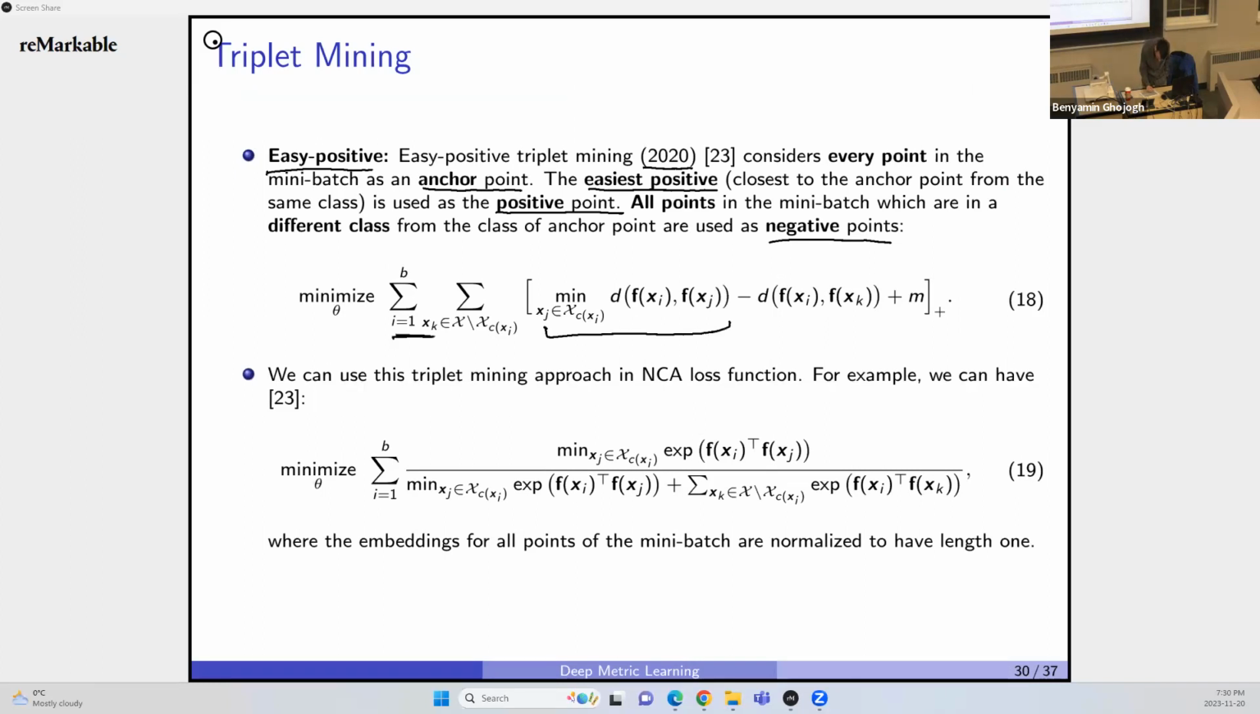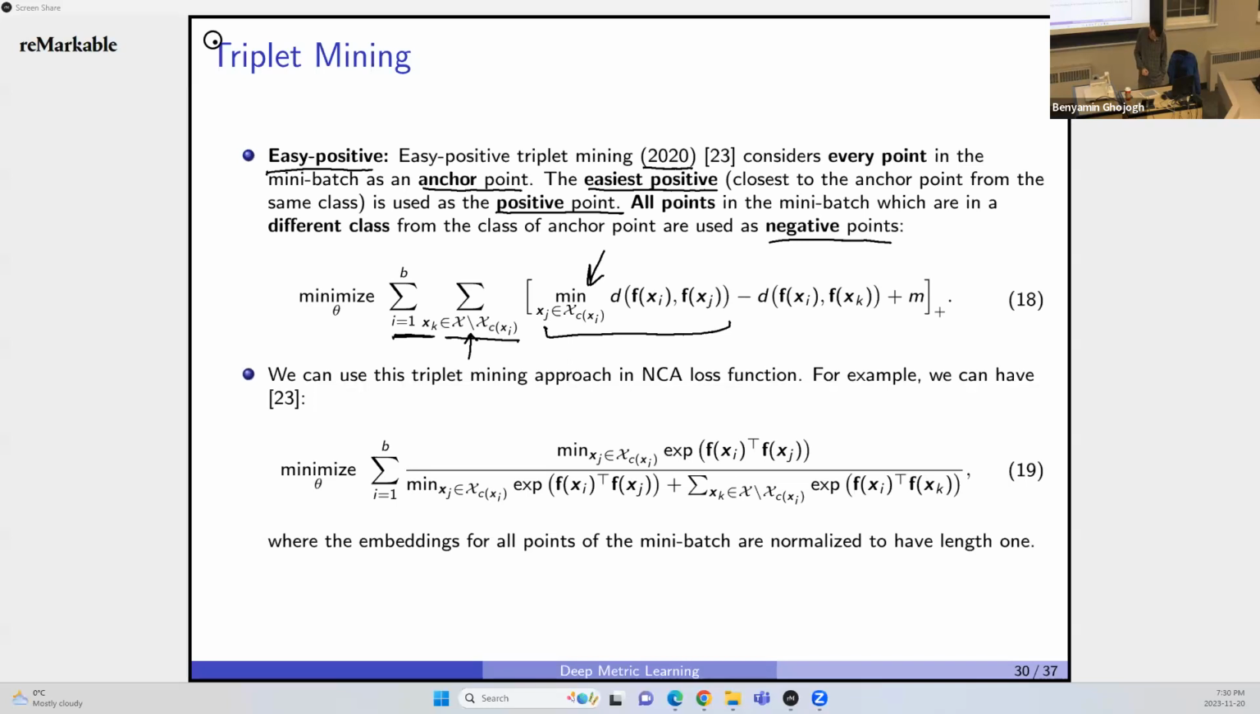That's why. So here, summation over the anchors, summation over the negatives. What is this notation? This means subtract for sets. So x minus all of the x's which are in the same class as x_i. So it's summation over the negatives, and this is the easiest positive.